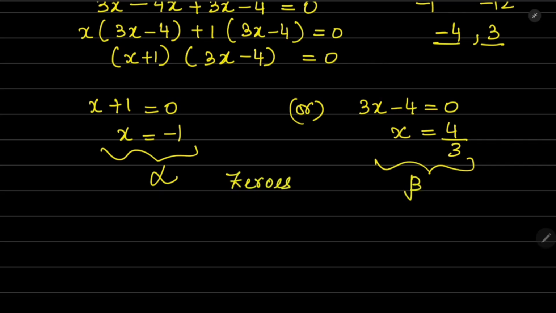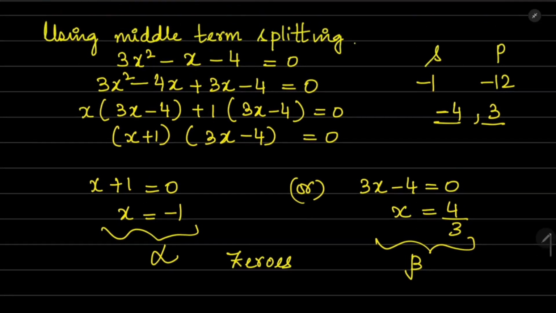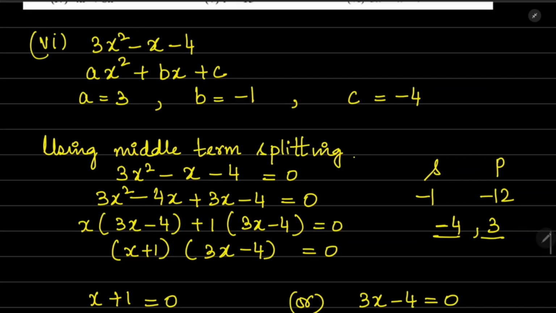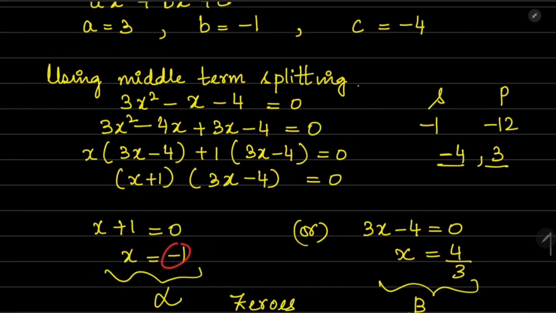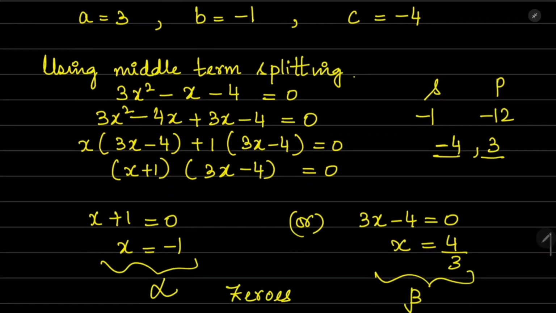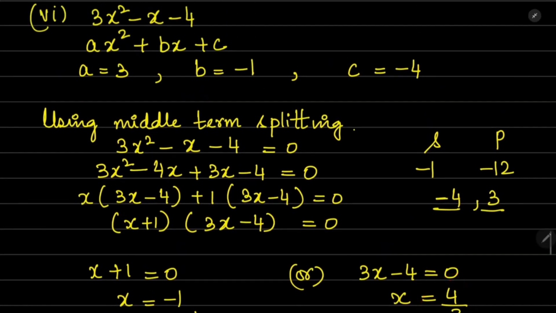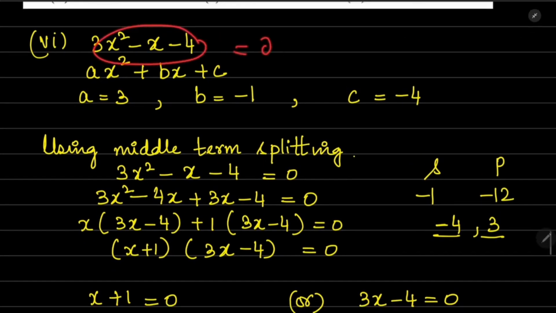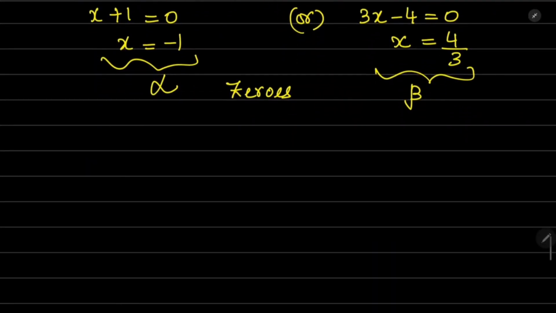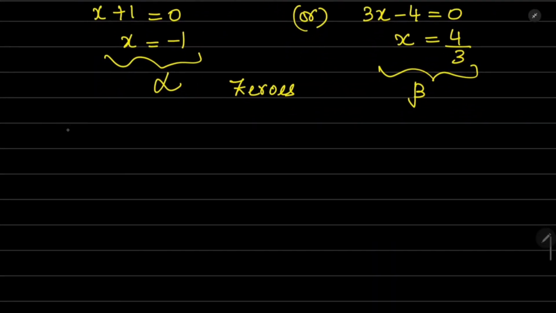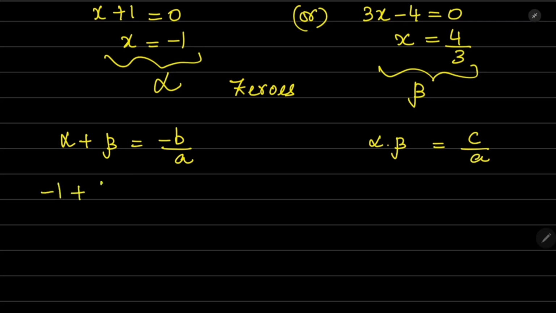These are the zeros. That means if you substitute in place of x minus 1, you will be getting the polynomial value as 0. If you substitute 4 by 3 also, the value of the polynomial will be 0. That is why it is called the zero of the polynomial. Okay, now let us verify the relationship. Alpha plus beta is equal to minus b by a. And alpha into beta is equal to c by a. So what is alpha? Minus 1. What is beta? Plus 4 by 3.